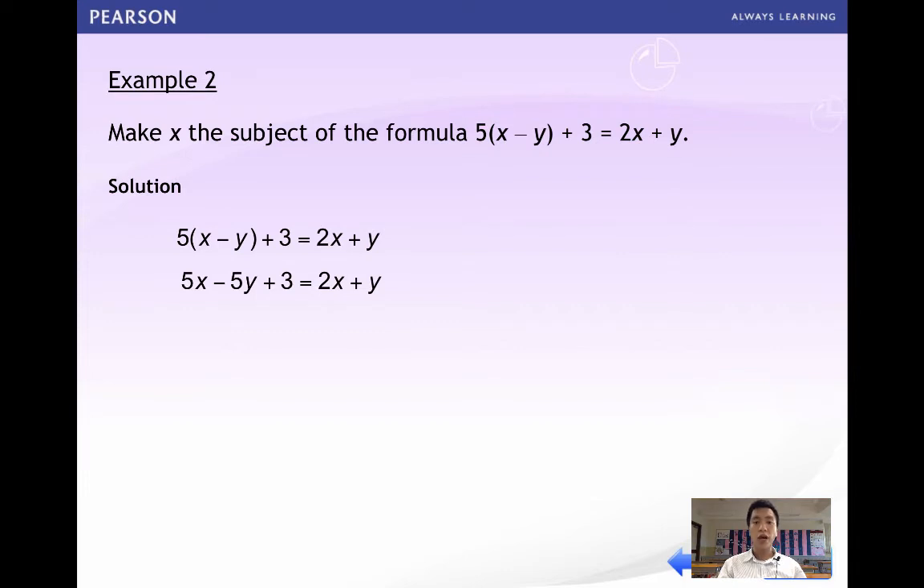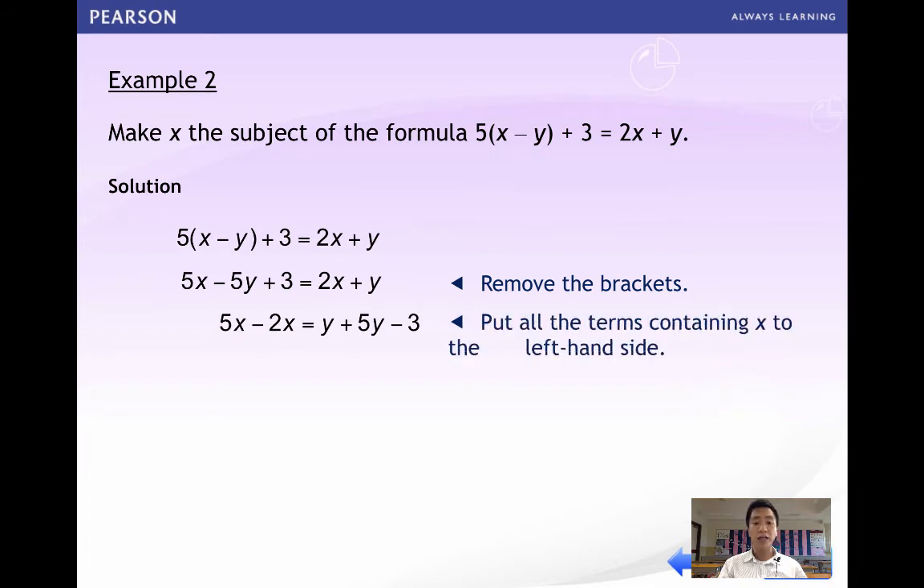Next, we would transpose the terms with x to the same side, okay? That means we change the plus 2x on the right-hand side to become minus 2x on the left-hand side. And for the minus 5y plus 3, originally it is on the left-hand side. We transpose it to the right-hand side. We get plus 5y minus 3. Therefore, we get this: 5x minus 2x equals to y plus 5y minus 3.